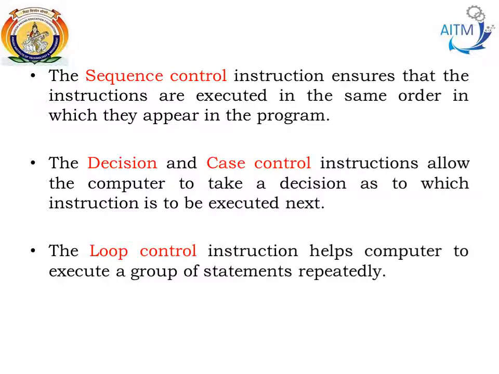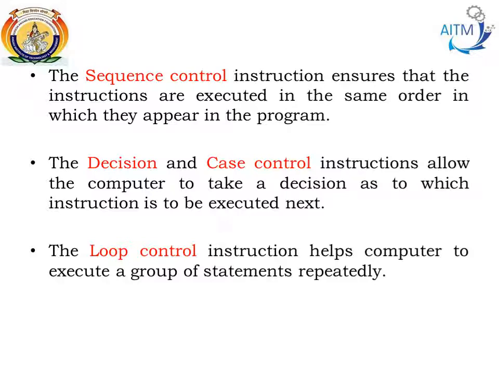The second control instruction is the decision and case control instruction, which allows the computer to take a decision as to which instruction is to be executed next. The decision is based on the condition specified. The condition decides which set of instructions is to be executed.